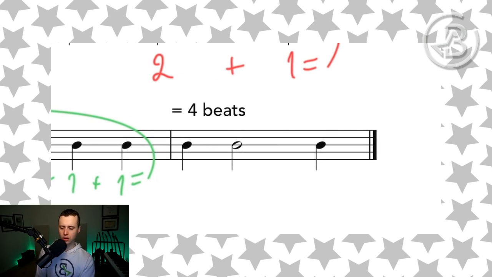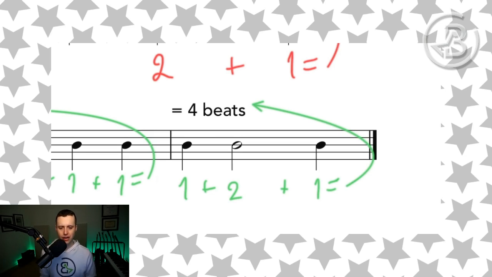Now we have a quarter. That's 1. Plus a half note. That's 2. Plus a quarter. That's 1. 1 plus 2 plus 1. 4 beats, 4 counts. So you need to make sure that every measure has exactly 4 beats or 4 counts.